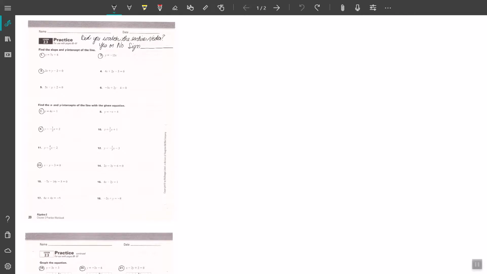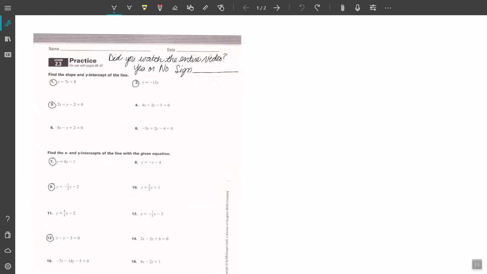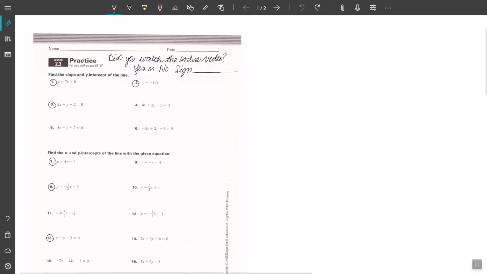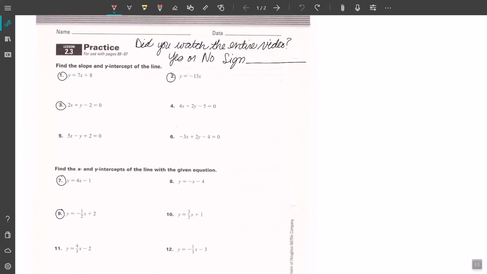In lesson 2.3, we're going to work with slope-intercept form of a line. And you can see right here in number 1 that they ask us to find the slope and the y-intercept of the line. And so we need to keep in mind what the skeleton of slope-intercept form looks like. y equals mx plus b.